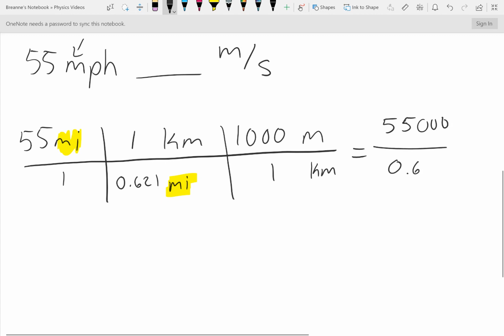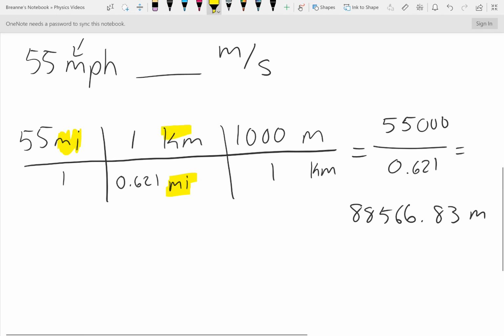Multiply across the bottom, and you'll get an answer. Well, not the answer. So you'll get 88566.83 meters, because our kilometers cancel out. Now that's just our meters.